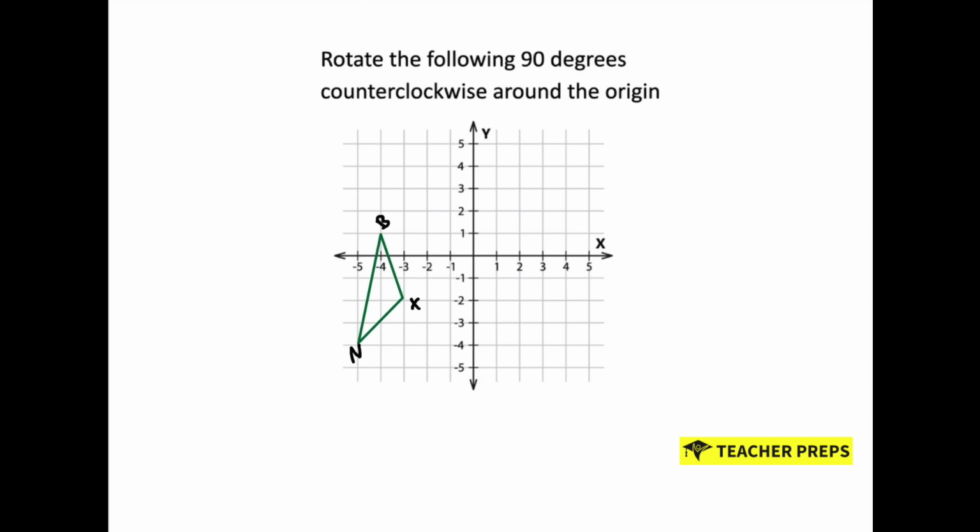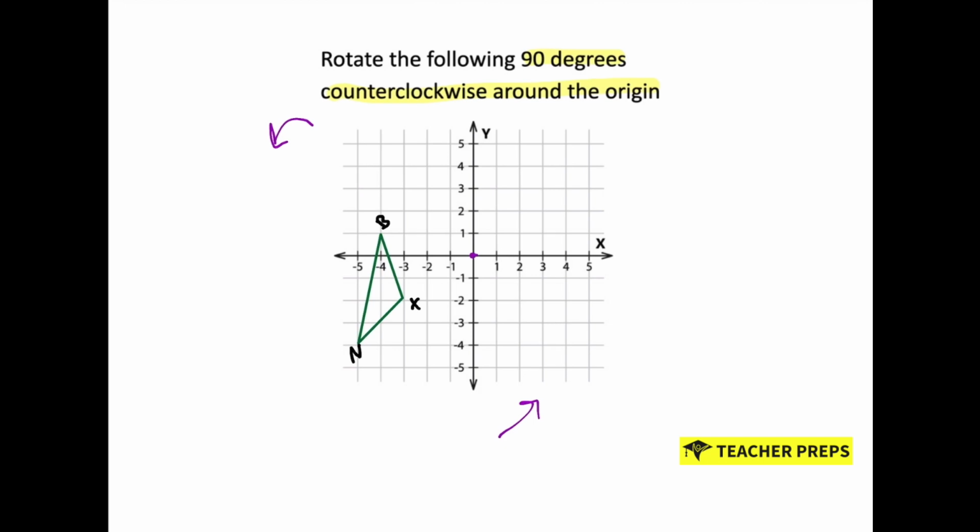Let's go through a rotation problem together. This says to rotate the following triangle 90 degrees counterclockwise around the origin. This means that we're going to go opposite of clockwise. We're going to rotate around the origin in the middle, and we're going to rotate 90 degrees, so we're going to go to the quadrant to the right. So to do this, it helps to count from the origin.